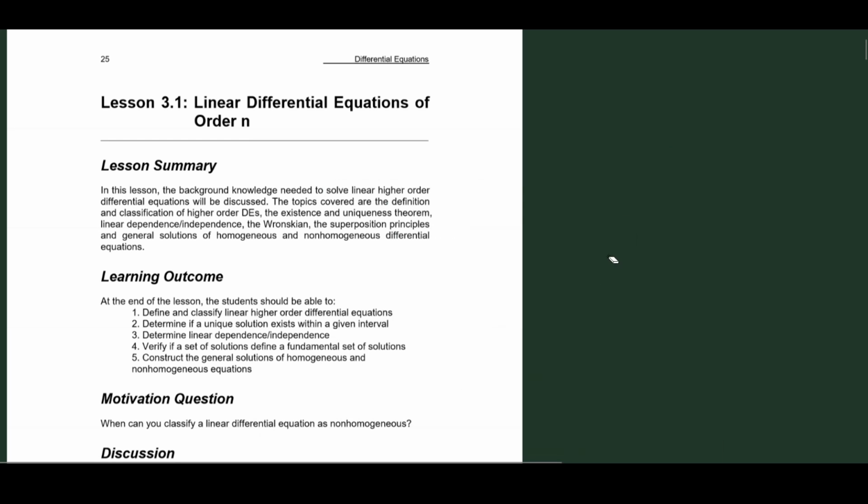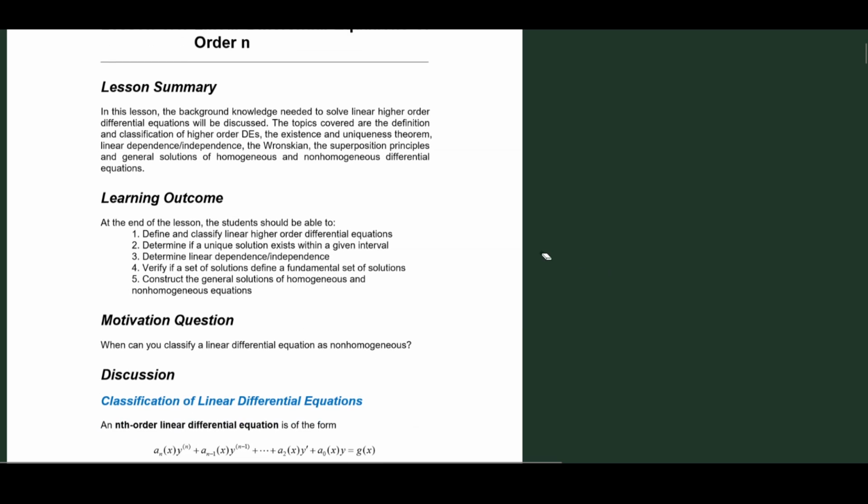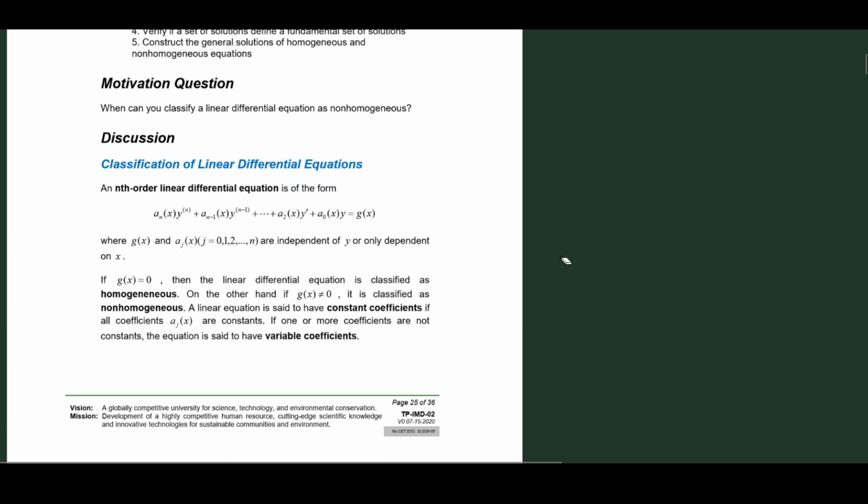Now, Lesson 3.1 will be about learning with the background knowledge that we need in order for us to construct the general solutions of homogeneous and non-homogeneous linear nth order differential equations. So we will start with the classification of linear differential equations, and then we will end with constructing the general solutions of homogeneous and non-homogeneous differential equations. So let's start with the classification.